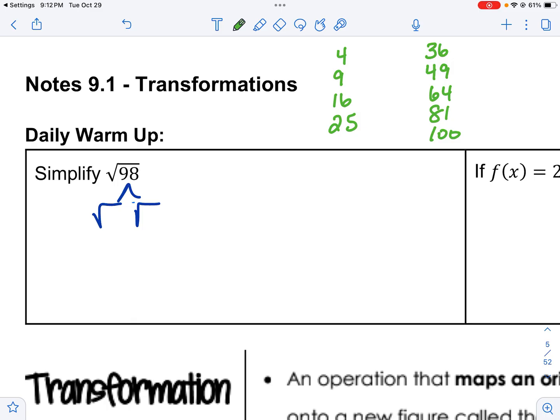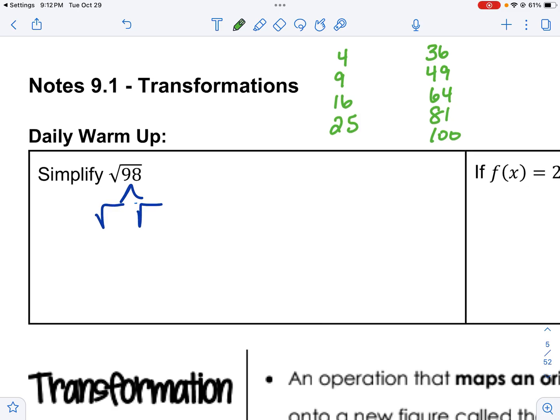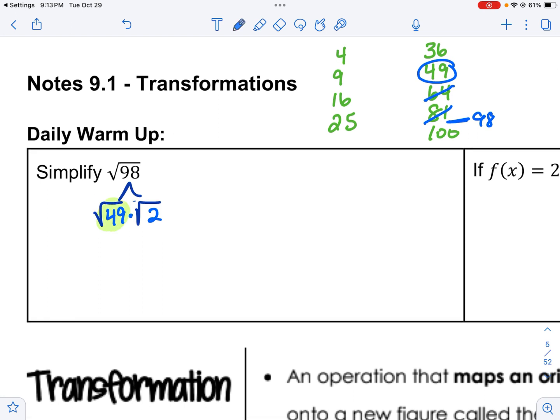And what we want to do is look for numbers that divide evenly into 98. So I always start with where would 98 fit in this list. It would be somewhere in between 81 and 100. Well, 81 doesn't divide nicely in there, 64 doesn't divide nicely in there, but 49 does. So I can break this down into the square root of 49 and the square root of 2. When I multiply these square roots together, I get the square root of 98. All right, so then we can simplify the square root of 49 because that was on my perfect square list. So that becomes 7 square roots of 2.